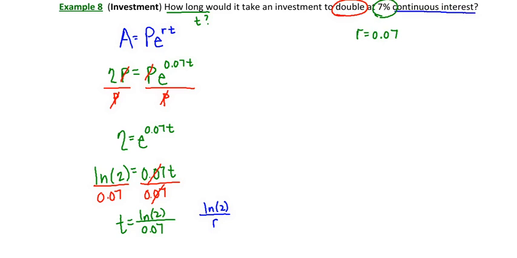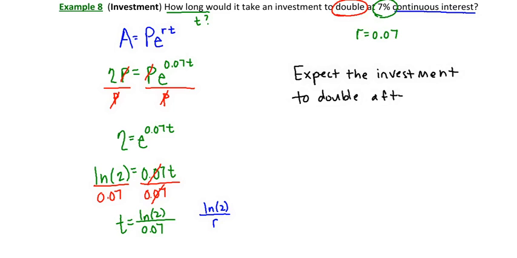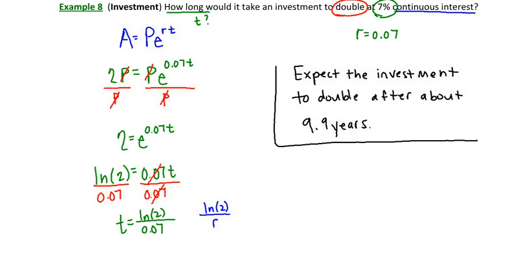This problem didn't tell us where to round, so we can say expect the investment to double after about 9.9 years. So financial investments, radioactive decay, even wildlife population growth are all based on the same model.